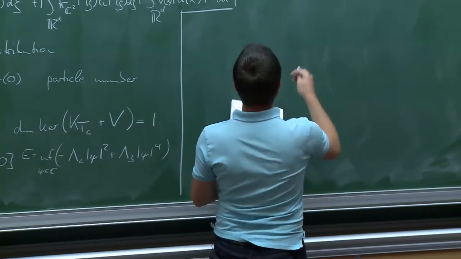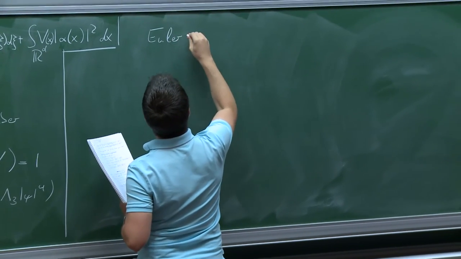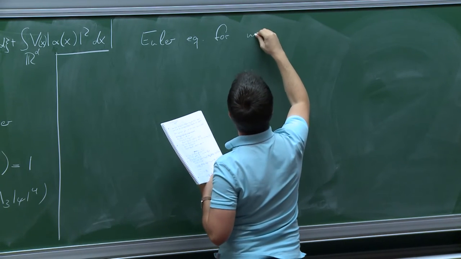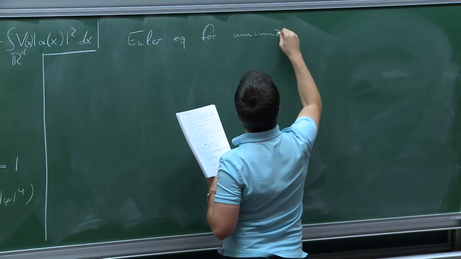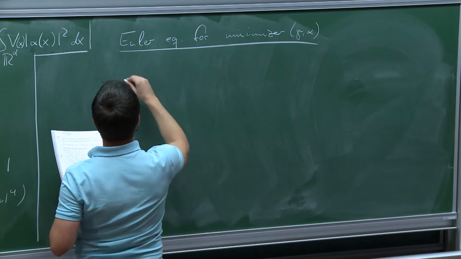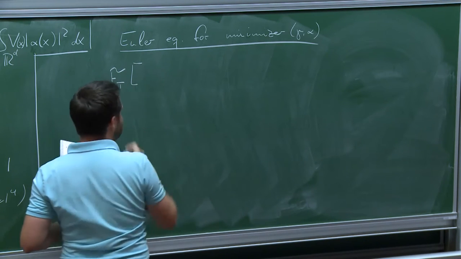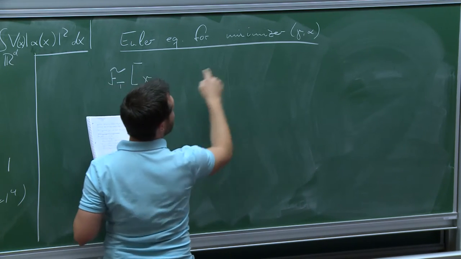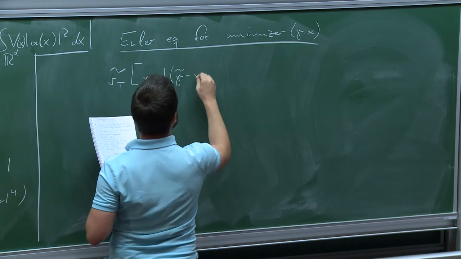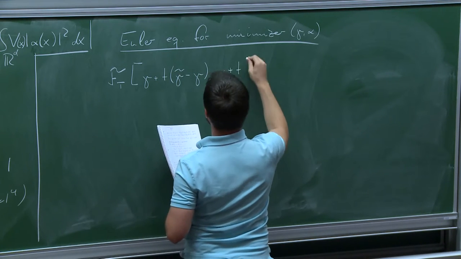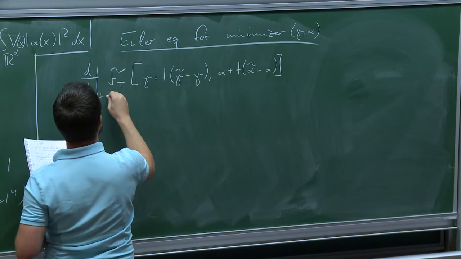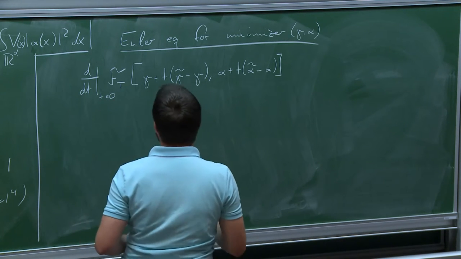So the Euler equation for, well, it's not necessarily a minimizer, but let's say a stationary point, a minimizer gamma, alpha. The good way to do this is to take some convex combination. So gamma is the minimizer, and now you take a convex combination, which means you have gamma plus t times gamma tilde minus gamma, and alpha plus t times alpha tilde minus alpha. Now we differentiate this thing at t equal to 0, and this should be equal to 0.